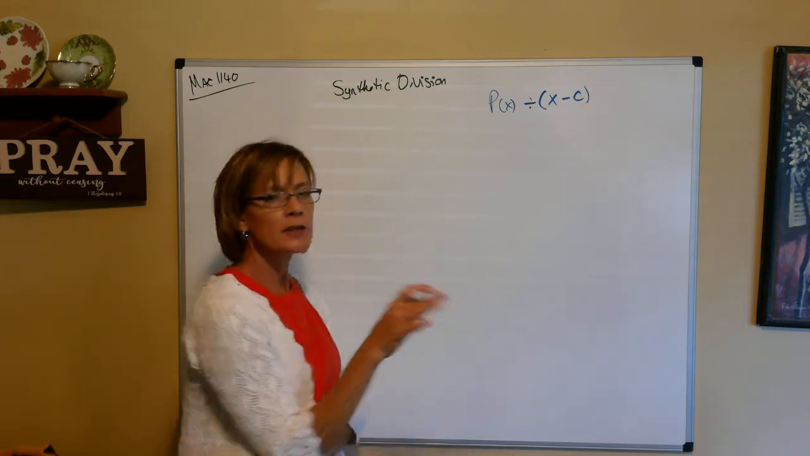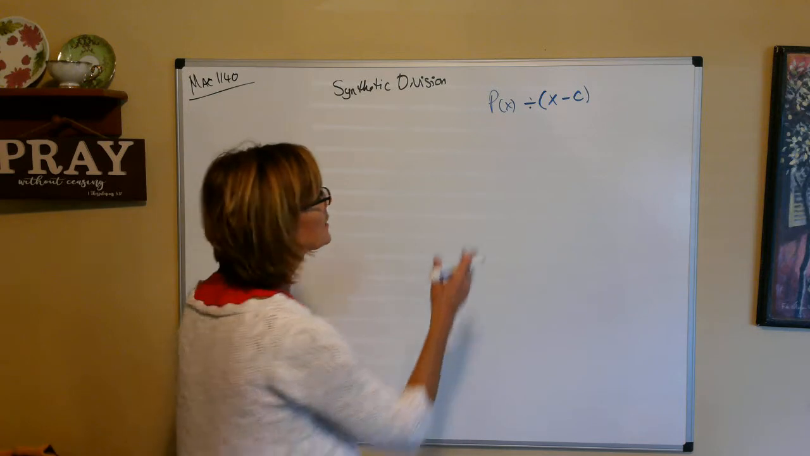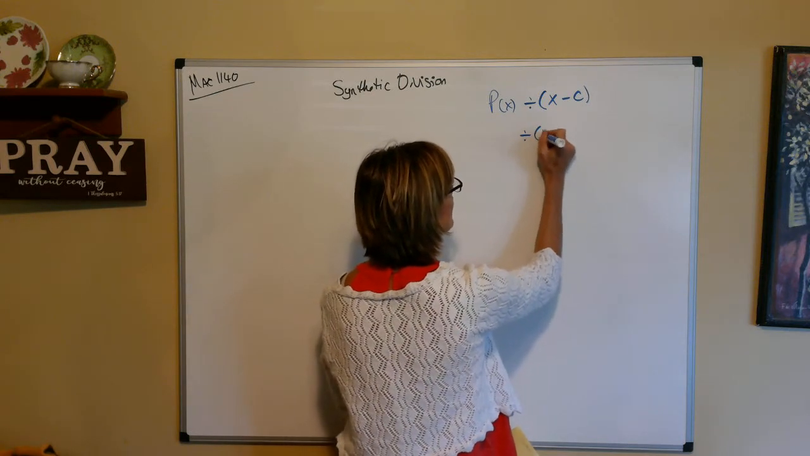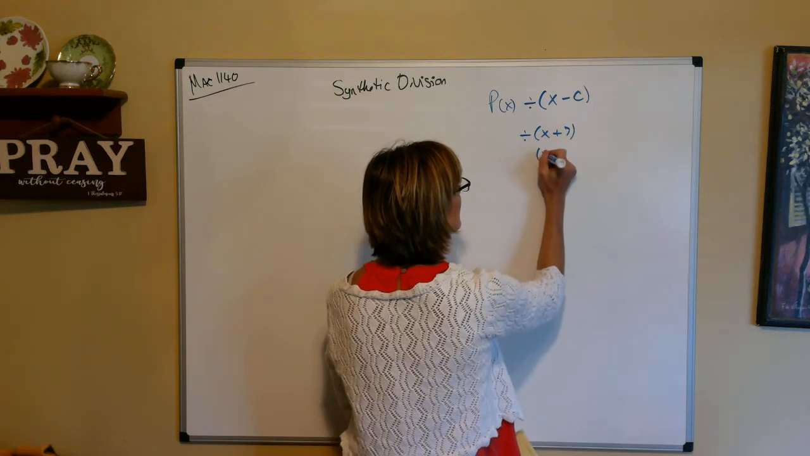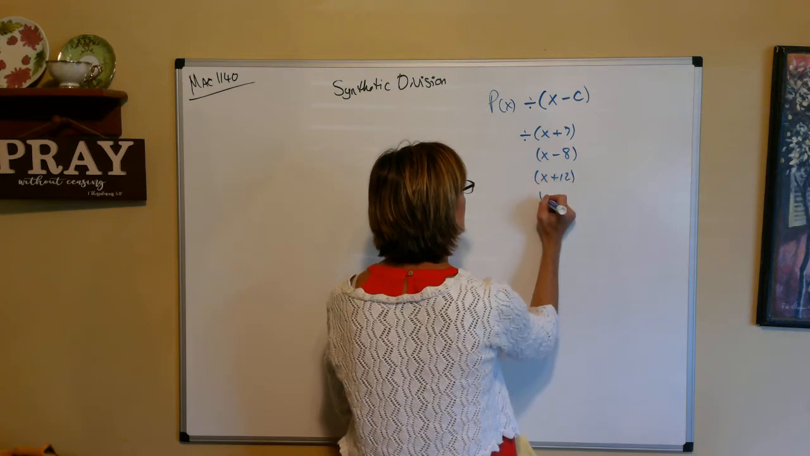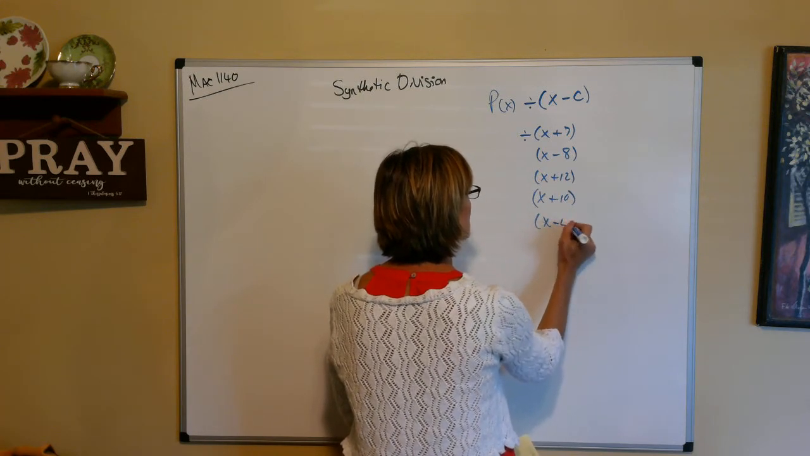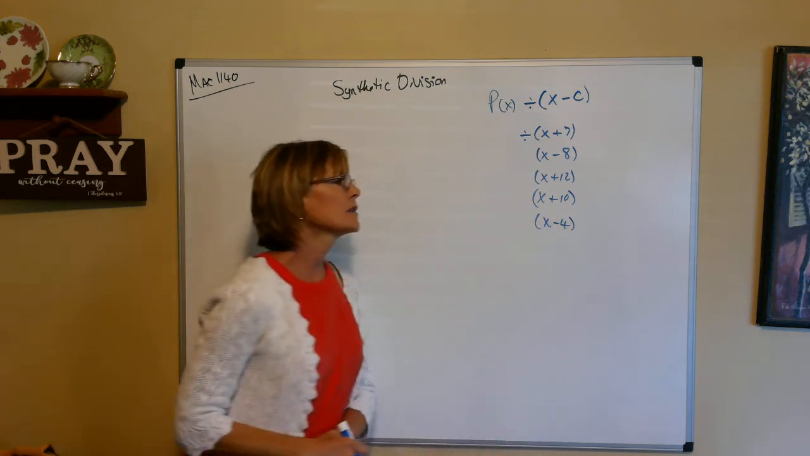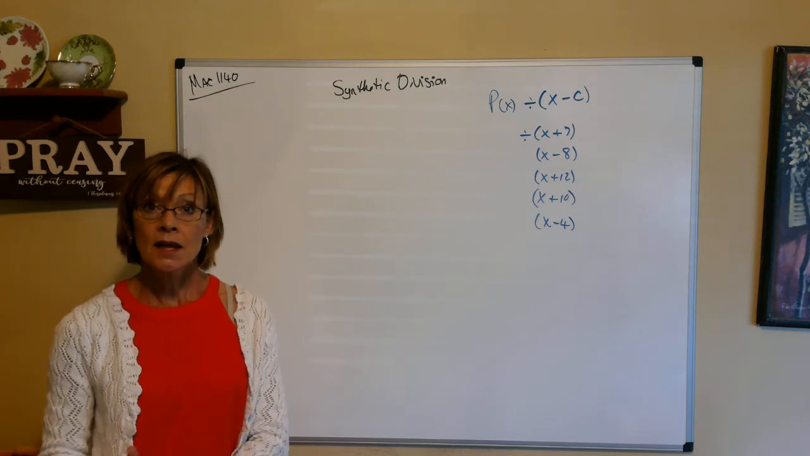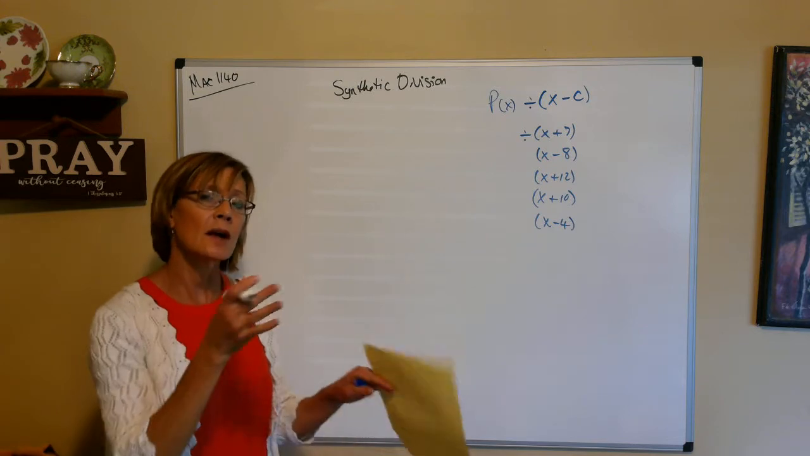So, first, before we dive into it, let's make sure we understand the x minus c expression. Let's say we've got some polynomial p of x, and it's being divided by x plus 7, x minus 8, x plus 12, x plus 10, x minus 4. As we've seen many times in this class, when we're working with formulas and it's written with the negative, you have to take the opposite of what it looks like.